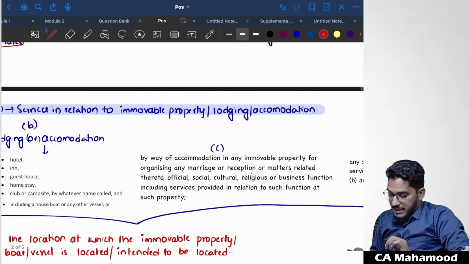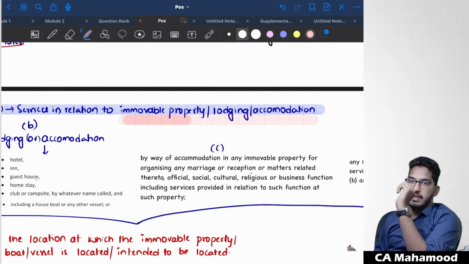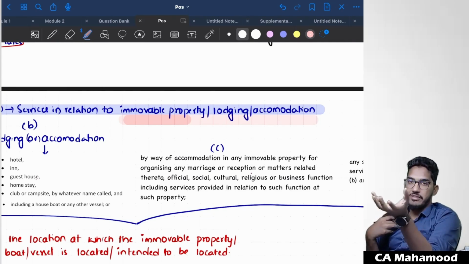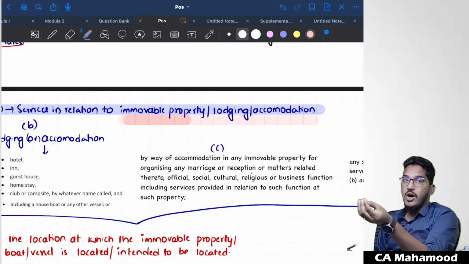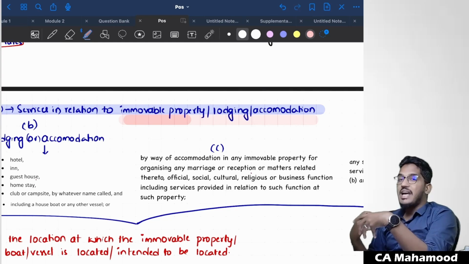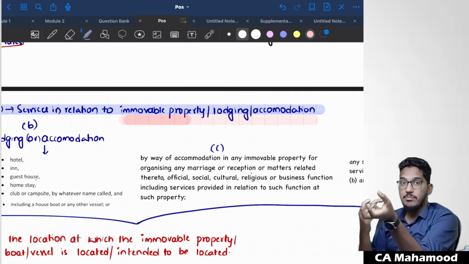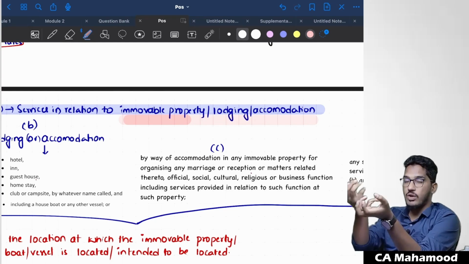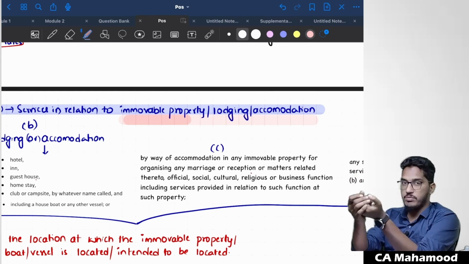How to determine place of supply in case of services which are related to immovable property or lodging and accommodation services. For example, I am an architect. I provided my architect services for giving a plan for one building. So I am providing a service in relation to an immovable property. Or I am an interior designer. I provided some services for doing interior design for one building. So I am providing service in relation to immovable property. I am a surveyor. I did a survey for one of the properties. So I am providing services in relation to immovable property.